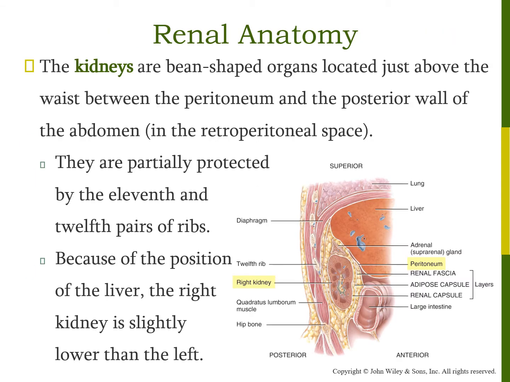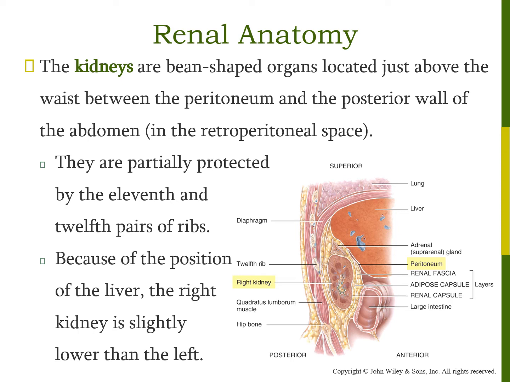Let's meet the kidneys. The kidneys are reddish, bean-shaped organs located just above the waist between the level of the last thoracic and third lumbar vertebrae. This affords them partial protection by the 11th and 12th pair of ribs. The kidneys lie in the retroperitoneal space between the peritoneum and posterior wall of the abdomen.